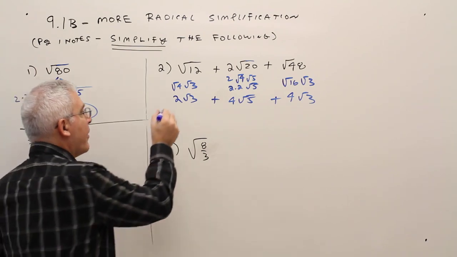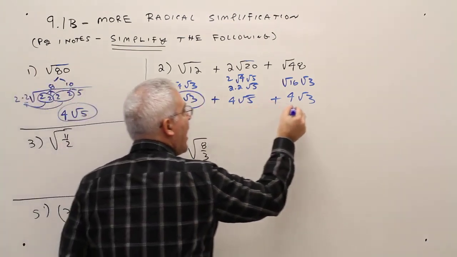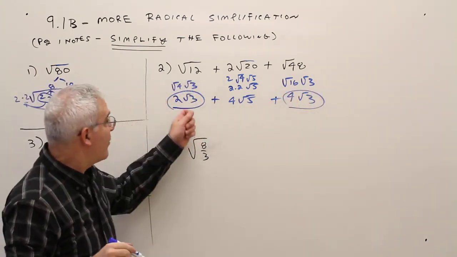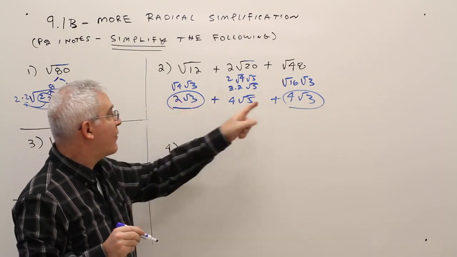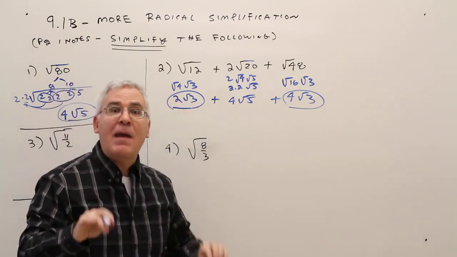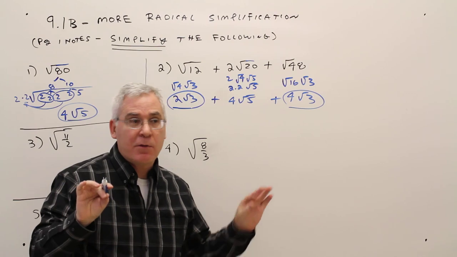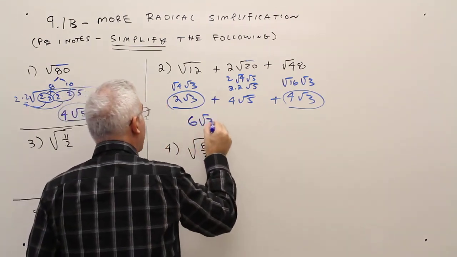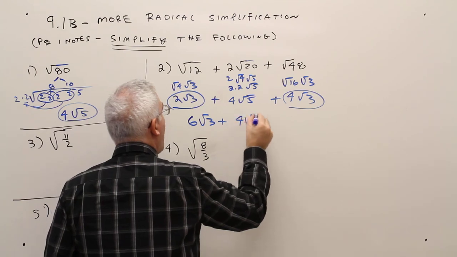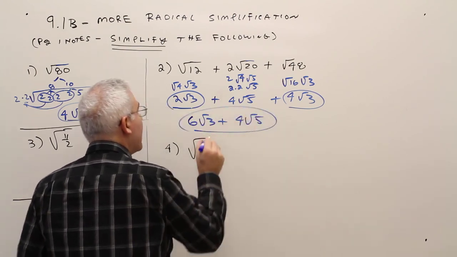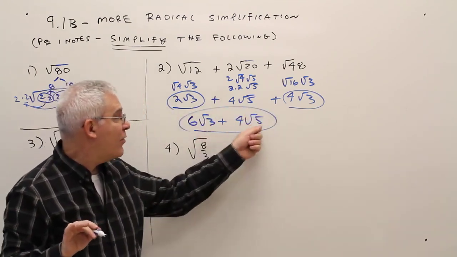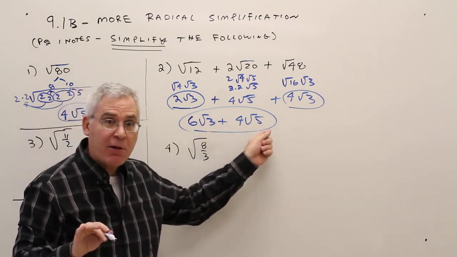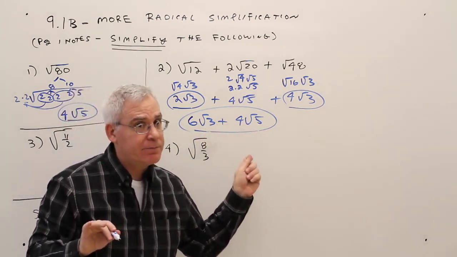And now this and this are like terms. I've got 2 things plus 4 things makes 6 things. Those things being radical 3's. So 6 radical 3 plus 4 radical 5. Done. Do not do anything with that radical 3 and radical 5.